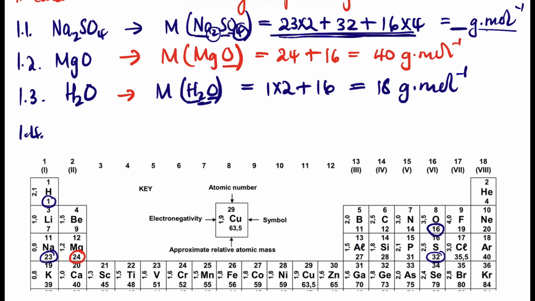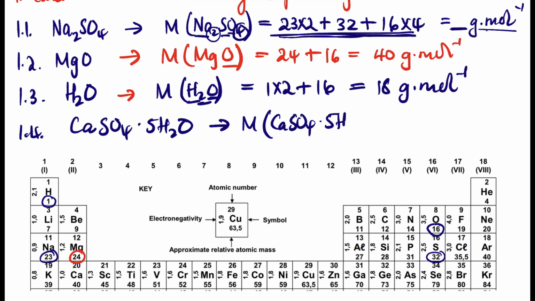Now let's look at this one. Let's say it's a copper sulfate, the hydrated one. So this one you need to be careful here. It's going to be M, copper sulfate, the hydrated one. So what do you do here? You put copper. Copper is 40, plus the sulfur, it's 32. And then plus the oxygen, it's 16 times 2. And then when it comes to this water molecule, it's 5 of them.